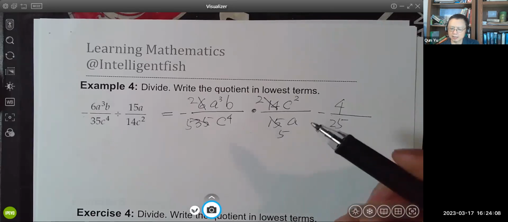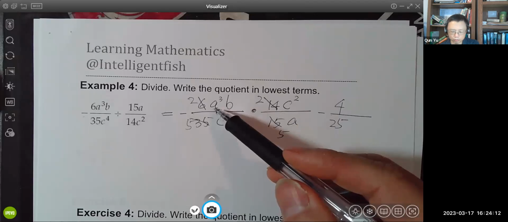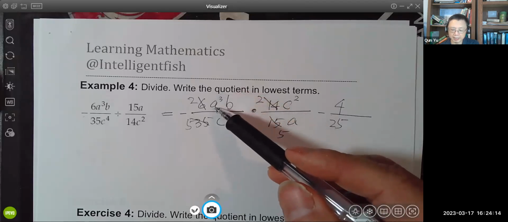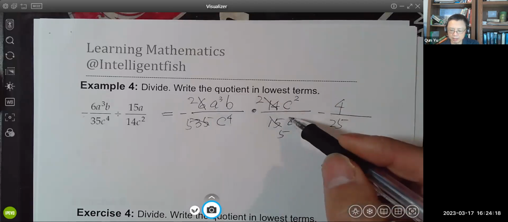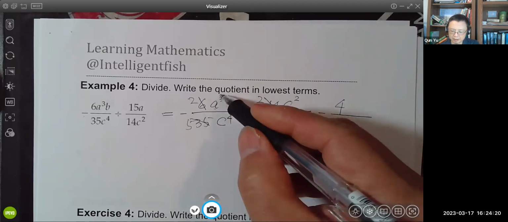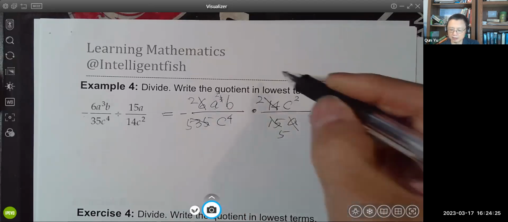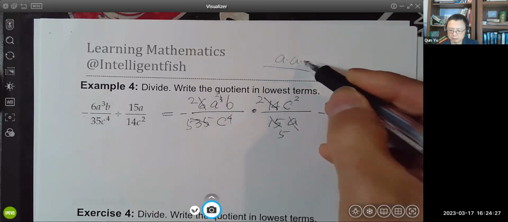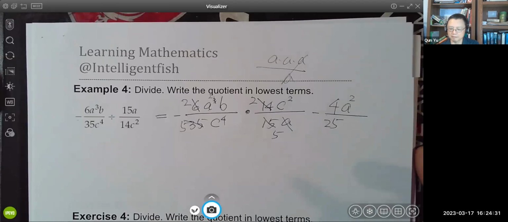Now let's look at the letters. We have 3 A's on the top, I mean A times A times A. Now you have 1 A on the bottom. You cancel 1, you still get 2 more left, and that is A square. That's A cube means A times A times A. You have 1 A on the bottom, cancel, you still have 2 left on top.